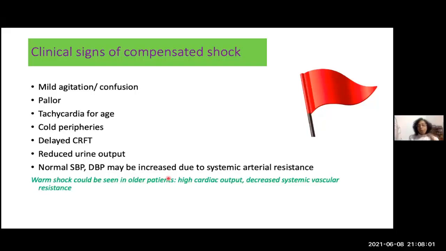Warm shock is rare to find in children, where you see a high cardiac output and flash capillary refill, so there is peripheral vasodilatation. That is not very important in this presentation, right? However, it's important to recognize early features of shock in an ill febrile child.